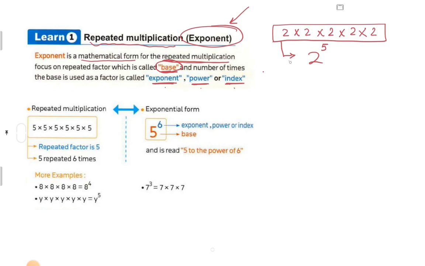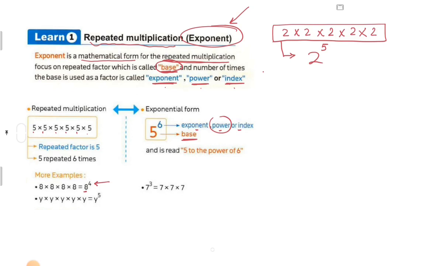Let's see this example. We have the repeated multiplication 5 by 5 by 5 by 5 by 5 by 5. So 5 is the base. And how many 5s are there? 1, 2, 3, 4, 5, 6. We put 6 here and we call it the exponent, or power, or index, and I prefer power. More examples: 8 by 8 by 8 by 8. We have base 8 and power 4.